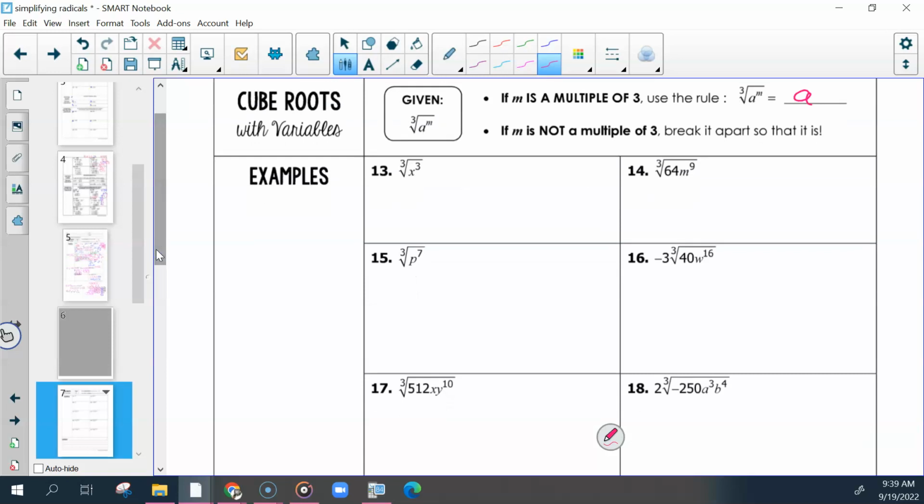So for this one, using this rule, 3 goes into 3 how many times? Once. So that means there would only be 1 left over. If we were using the factor tree method, x to the 3rd would be x times x times x. That is a group of 3, so it would come out.